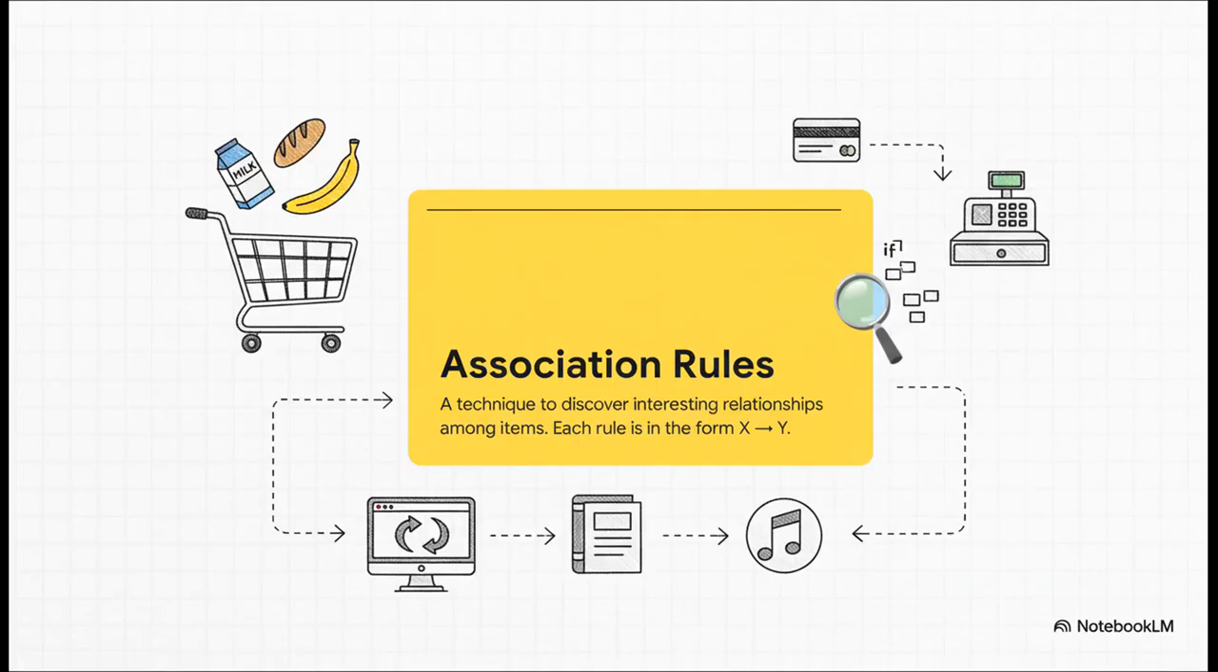Now, we take these discoveries and we formalize them into what we call association rules. You can just think of them as simple if-then statements. If a customer buys X, they're probably going to buy Y. This whole thing started with what they called market basket analysis in grocery stores, but you can see how this logic applies to basically everything, from the news articles you read to the songs you add to a playlist.